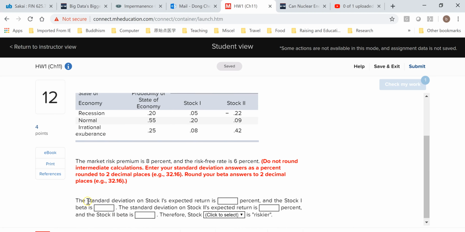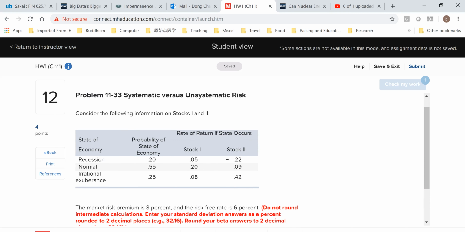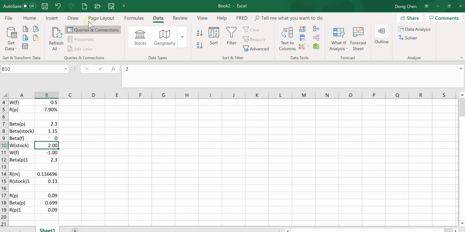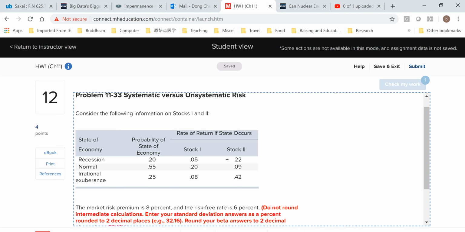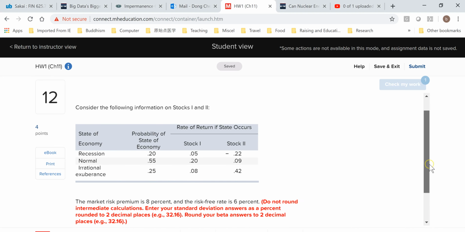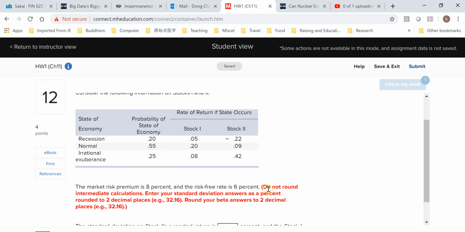So first we'll try to figure out what is the standard deviation. This is a very standard question about that calculation. We can have multiple tools to help us solve this problem. We can use a scientific calculator. We can use a financial calculator. Here I choose to use Excel because one of the advantages of using Excel is that it automatically meets the rounding requirement of do not round intermediate calculations.